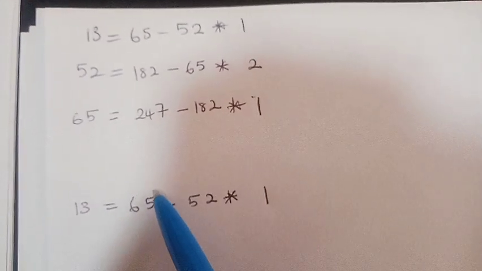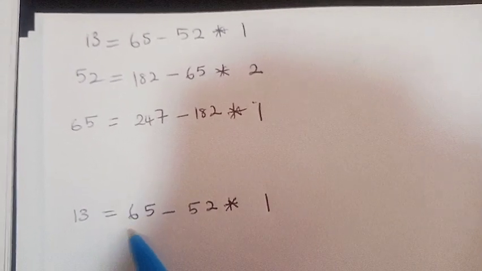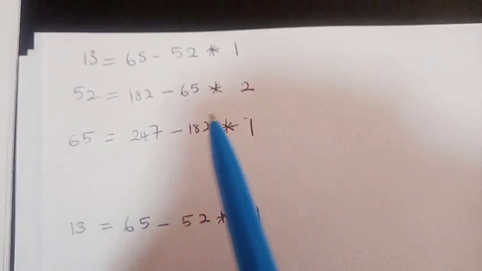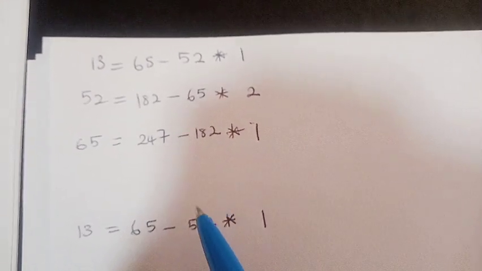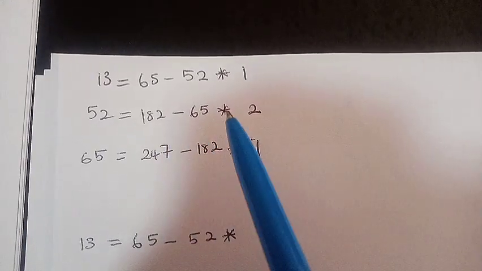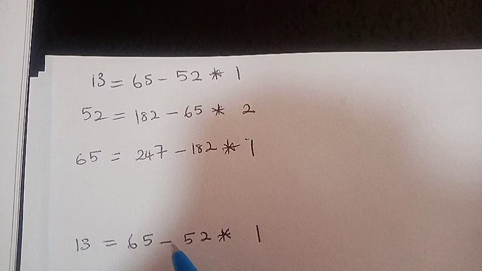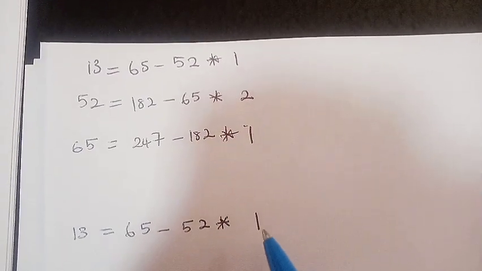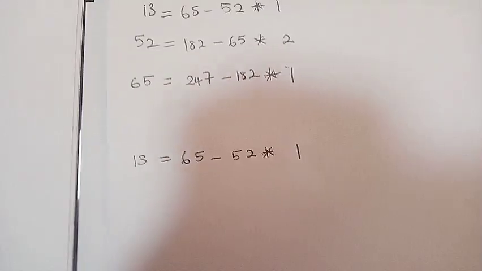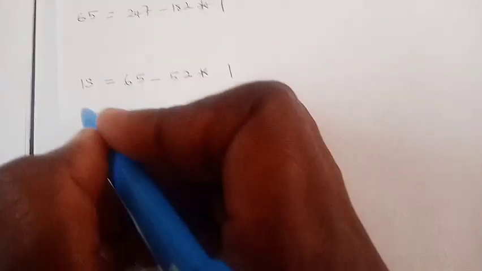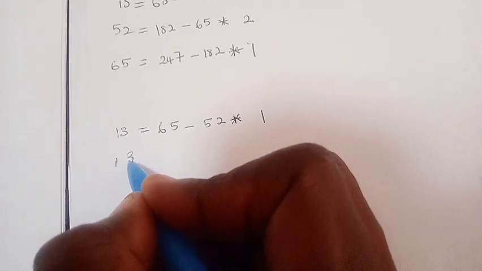Now we want to substitute the values of 65 and put them where we have 65. So we take this whole value here and put it here, and then we take the value of 52, which is this value right here, and put it over here, and then we multiply this whole expression by 1 since it is symbolized like this. So I'll write it clearly for your comprehension. So it's 13.